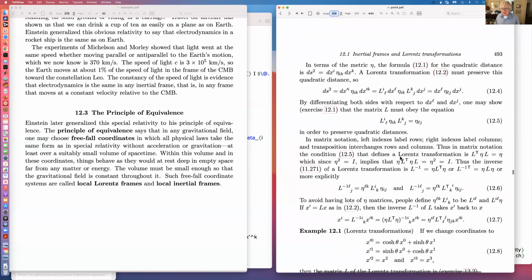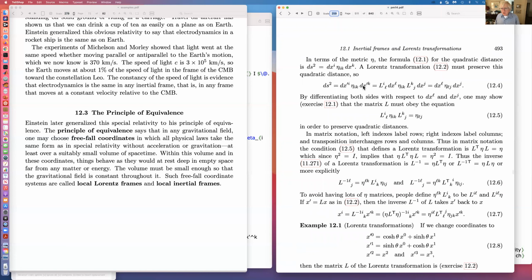Anyhow, in order to have this thing invariant, the dx^i's are given by L times the dx's, and the dx prime k's are L^k_j dx^j. So you have that this is equal to that. And that tells you then that L^i_l eta_ik L^k_j has to be eta_lj.